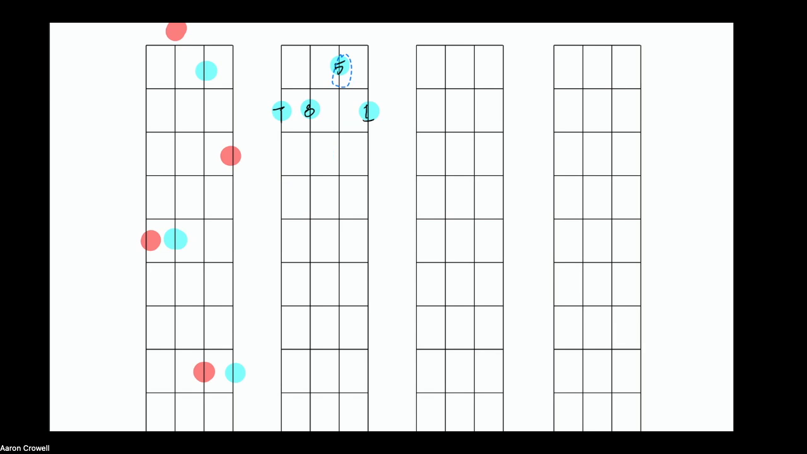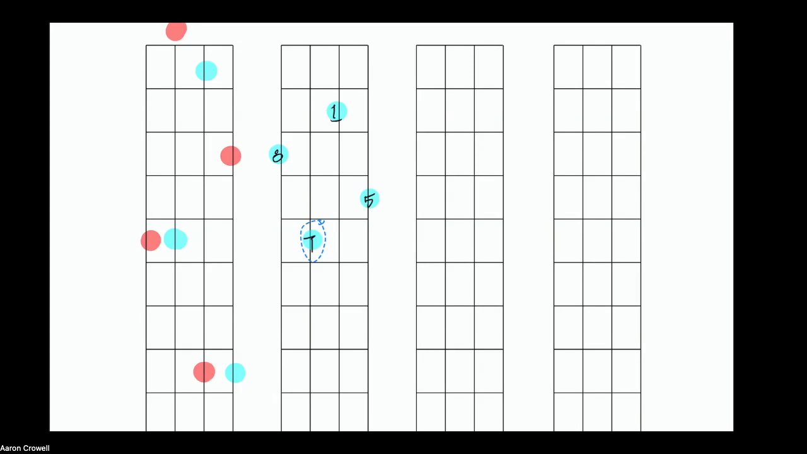That's how we got that picture. Now this was root on 1, major, minor. Okay, let's try root on 2. Who remembers what the root on 2 shape looks like? Let's move these out of the way. Here we go, root on 2. Root there, 3 there, 5 there, and 7 there.